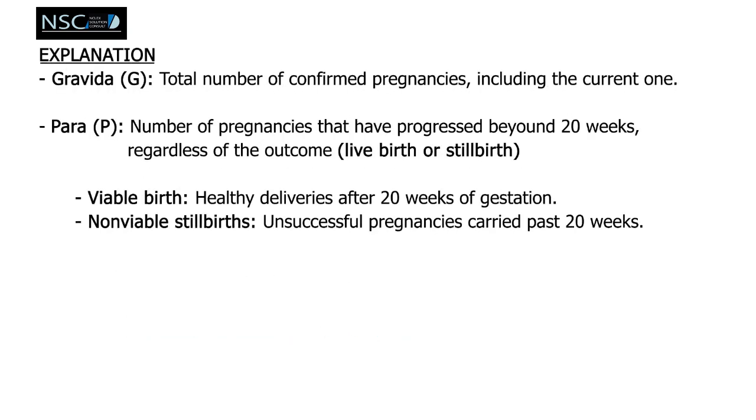Explanation. Gravida is the total number of confirmed pregnancies, including the current one. Para is the number of pregnancies that have progressed beyond 20 weeks regardless of the outcome, that is whether live birth or stillbirth. Viability means healthy deliveries after 20 weeks of gestation, and non-viability or stillbirth is an unsuccessful pregnancy carried past 20 weeks.